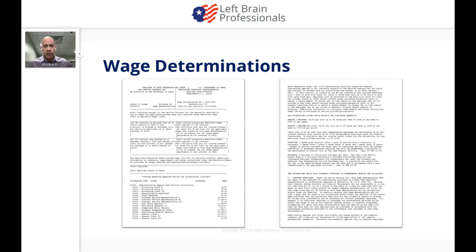On the right, you can see the health and welfare section. For this example, the health and welfare was $4.40 per hour. So it's going to call out that specific information in your wage determination.